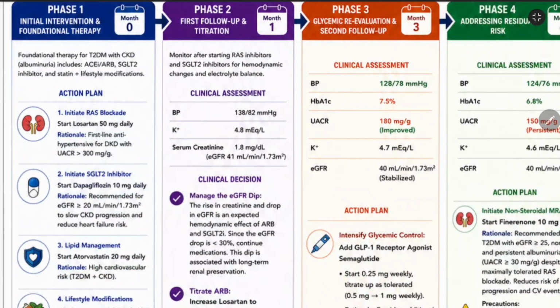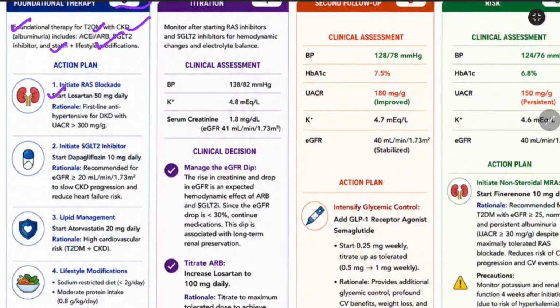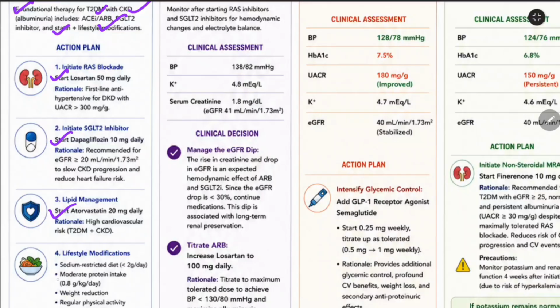First, initial intervention, foundation therapy at 0 months. Foundational therapy for type 2 diabetes includes ACE inhibitor or ARB, SGLT2 inhibitor, statin and lifestyle modifications. Action plan: starting losartan 50 mg daily, then dapagliflozin 10 mg daily, then atorvastatin 20 mg daily. So low doses we are starting. And lifestyle modification: sodium-restricted diet, moderate protein intake, weight reduction, physical activity, smoking cessation.